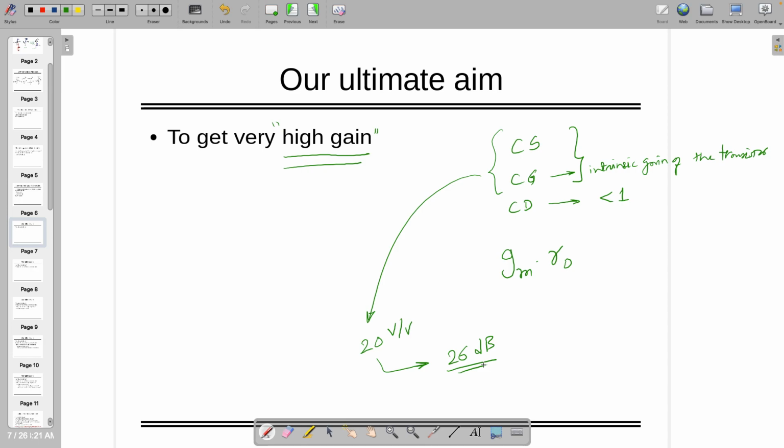I want higher gain than what we are achieving in a common source or common gate amplifier. By the way, a common gate amplifier is only useful when you want to give current as an input, whereas in this case, voltage is already there. Or you can design an operational transconductance amplifier from here. So we are going to choose the common source amplifier, which will have higher gain.